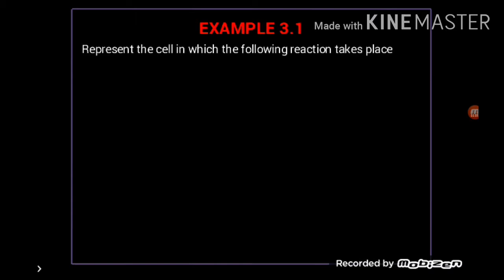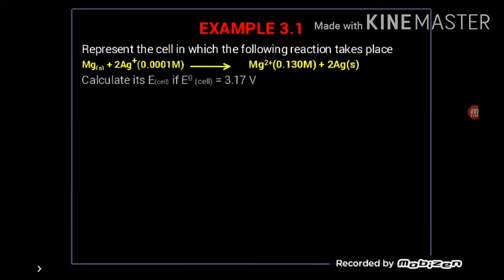Here the question is, represent the cell in which the following reaction takes place. And the cell reaction is Mg plus 2Ag+, it forms Mg2+ plus 2Ag. So in this reaction, first we have to represent the cell, and then the second task is to calculate E cell if E° cell is equal to 3.17 volt.